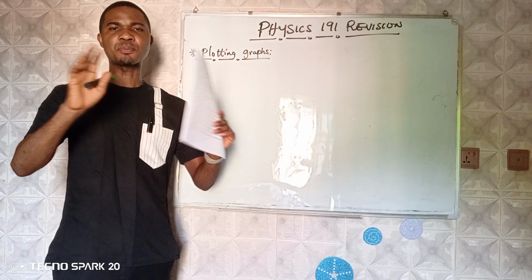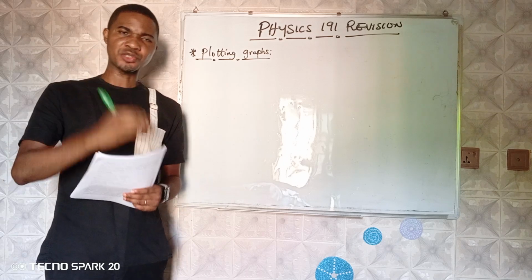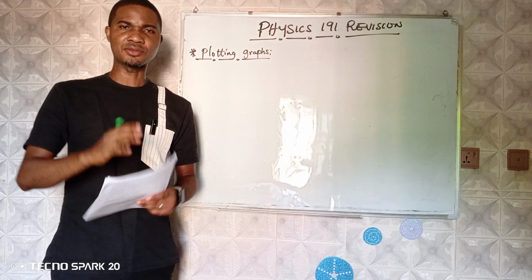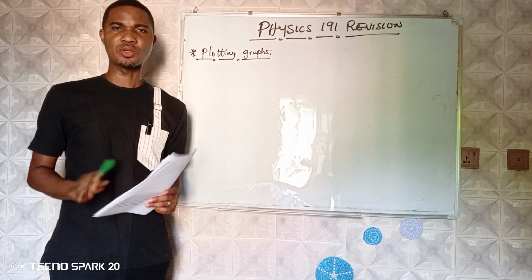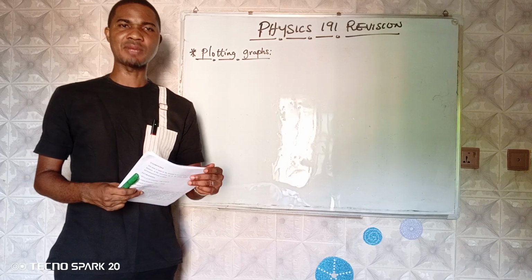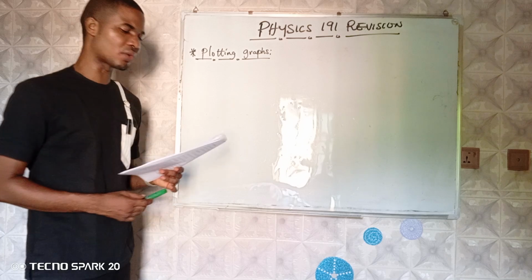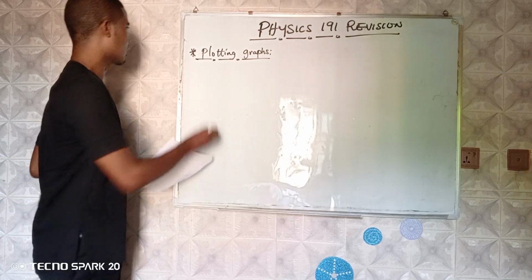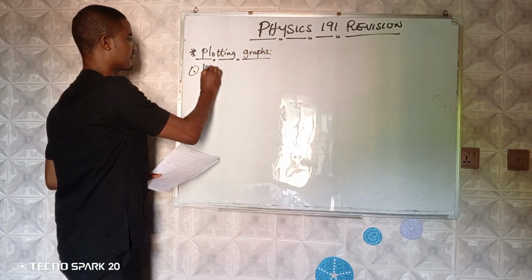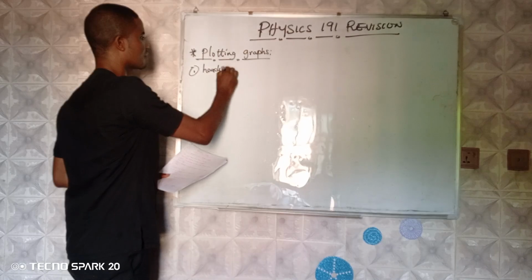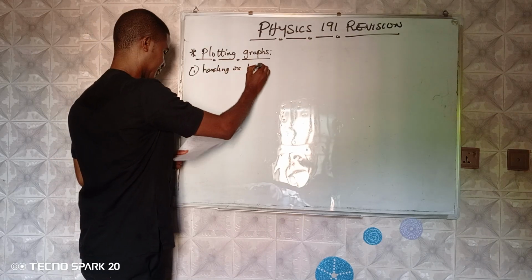So whenever you are finished plotting your graph, ensure that these things I'm going to call out are present. Then you are sure that you have scored as maximum points as you wish to have. Number one, each graph should have a title or heading.